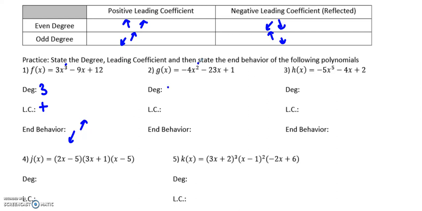For my next one, I have a degree 2. I have a negative leading coefficient in that negative 4 right there. So a reflected quadratic is down, down. When I get to the next one, I have an odd degree, in this case 5. So I know that the end behavior has to be opposite. I have a negative leading coefficient, so that means it's left up, right down. It's going to have the same end behavior as a reflected cubic. The middle will be different, but the end behavior is still the same.